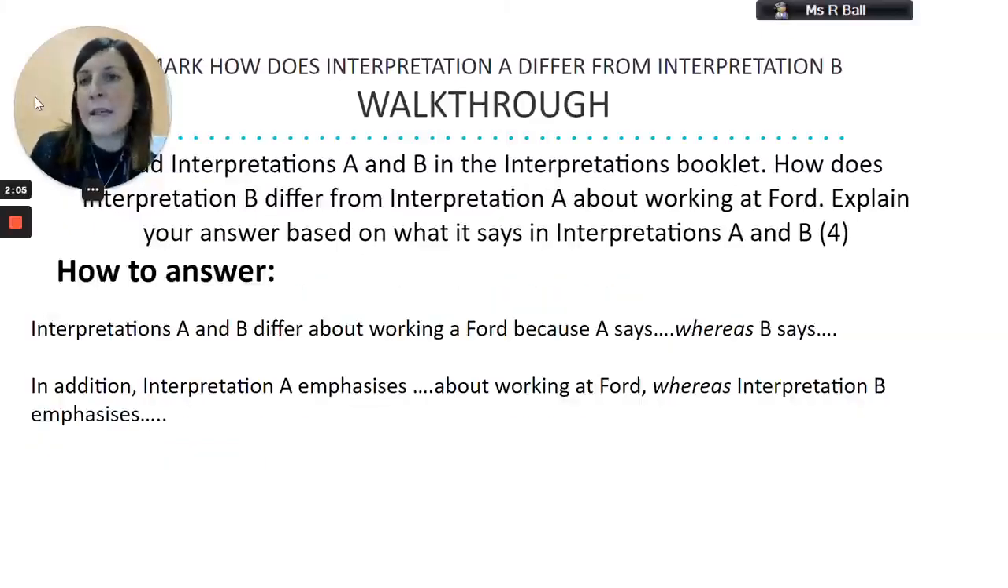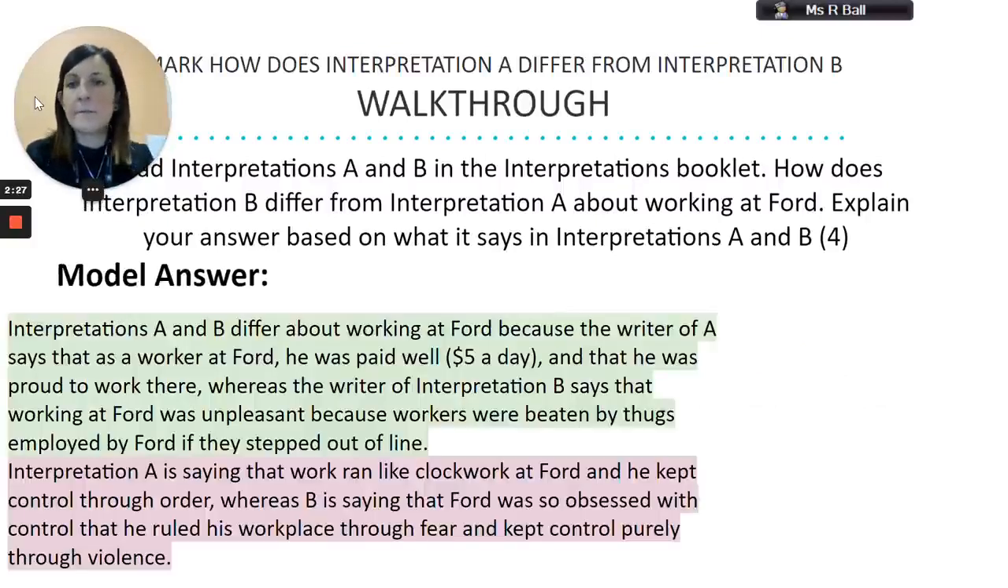So your answer, as I said, only requires one paragraph. All you need to do is literally compare the two interpretations and make sure you outline how they are different. Again, you'll see here in the structure format that I've used whereas as my connective. So interpretation A and B differ because A says this, whereas B says this.